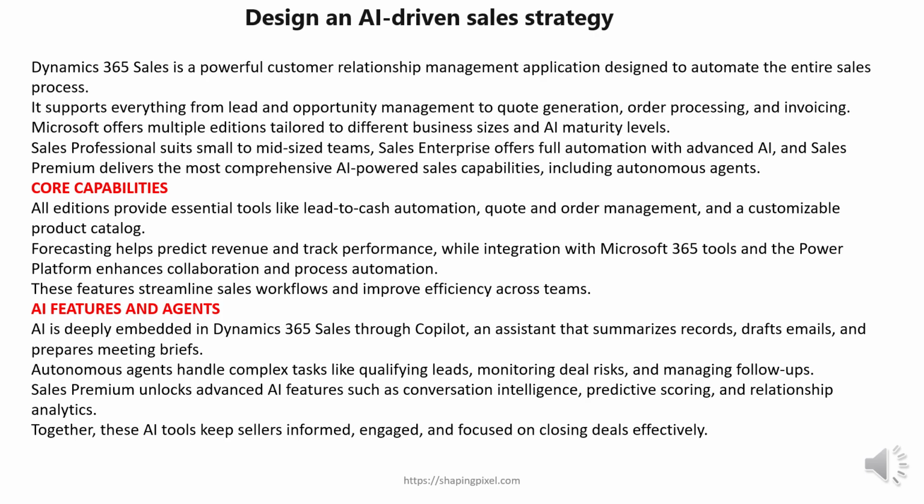AI features and agents. AI is deeply embedded in Dynamics 365 Sales through Copilot, an assistant that summarizes records, drafts emails, and prepares meeting briefs. Autonomous agents handle complex tasks like qualifying leads, monitoring deal risks, and managing follow-ups. Sales Premium unlocks advanced AI features, such as conversation intelligence, predictive scoring, and relationship analytics. Together, these AI tools keep sellers informed, engaged, and focused on closing deals effectively.